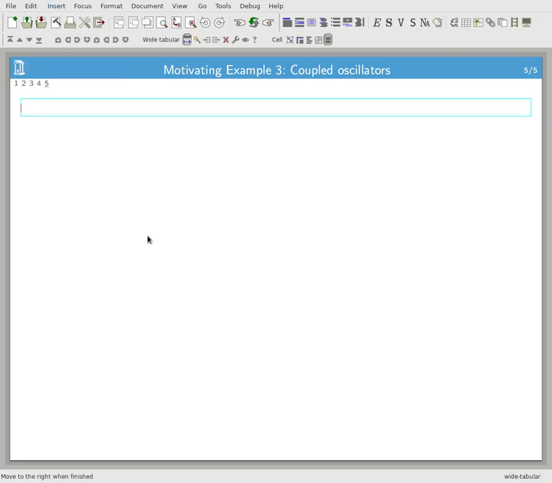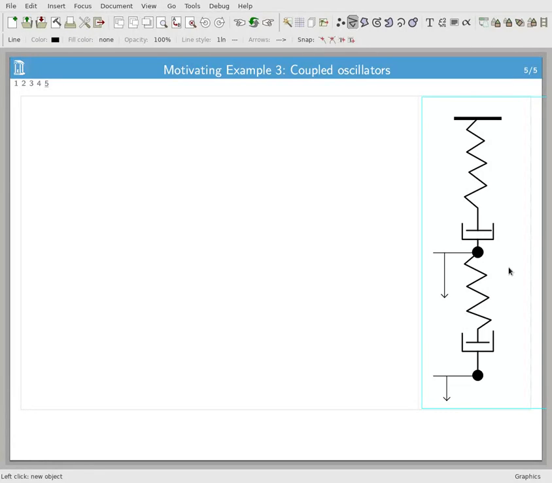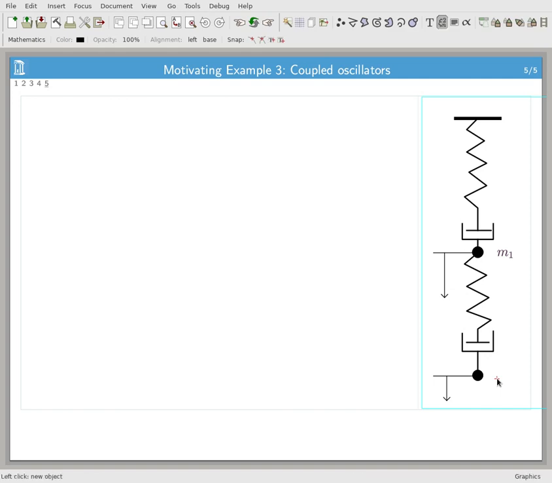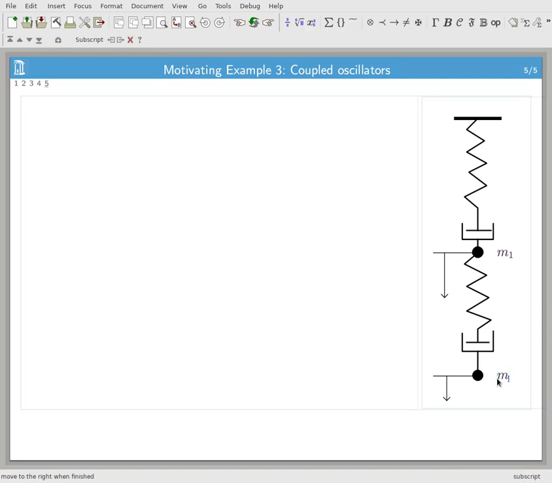As before, we will start with a diagram and then transform that diagram into equations. The diagram that we're going to be interested in this time around is that of two oscillators, two masses that are connected by both springs and dampeners. So here is a diagram of the system that we will be considering. There are 2 point masses. These are M1 and M2.